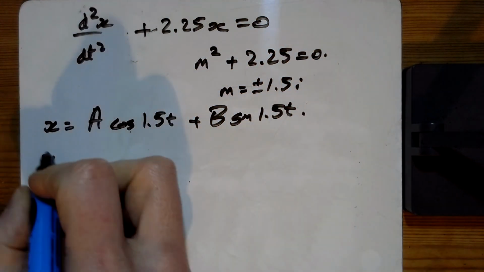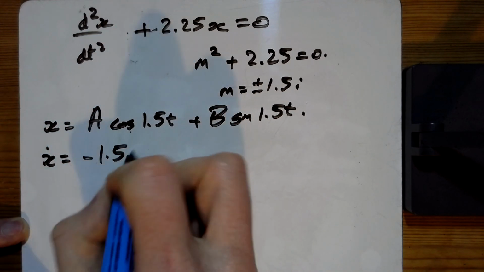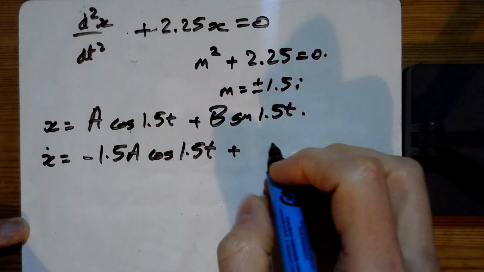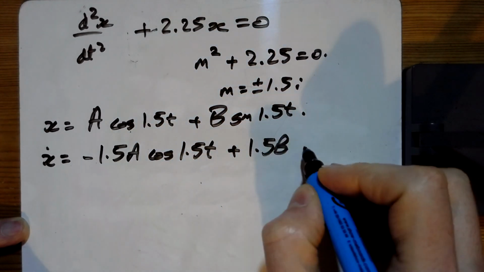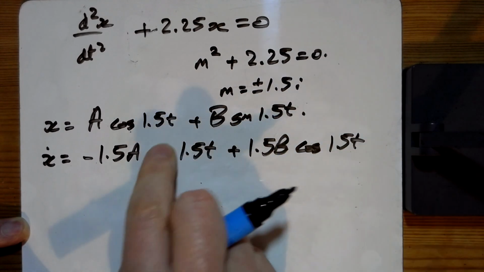We'll need to differentiate that as well to find out what the velocity is, and so that's minus 1.5a sine 1.5t plus 1.5b cos 1.5t. Whoops, that should have been a sine.